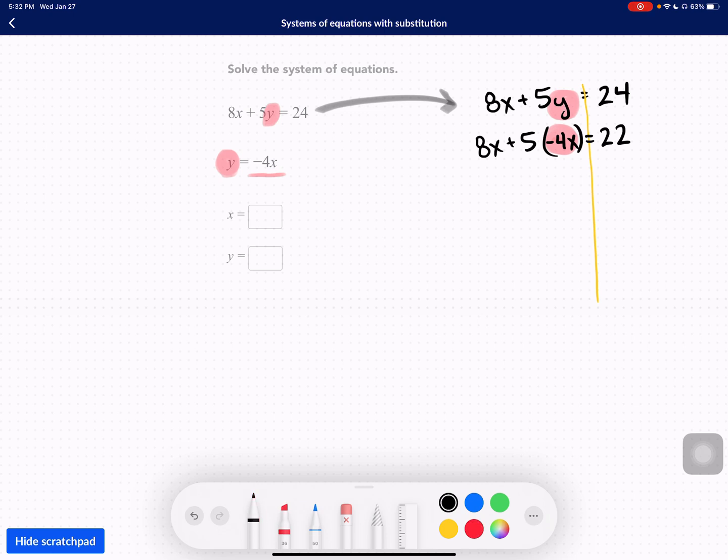Okay, so now we have to simplify. This is still just 8x, but then we have plus 5 times negative 4x. So that is a negative 20x equals 22. Oh, I'm sorry, 24. I have no idea where I got 22 from. This is still a 24. I just totally wrote that wrong. 24, 24. Okay, so 8x minus 20x is negative 12x.